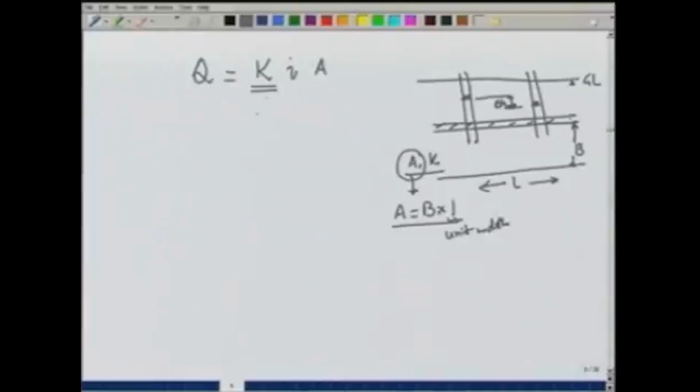We can write then K B delta H over L. So, this term K into B for confined aquifers occurs very commonly in these equations, and therefore, it has been given a symbol of T and called transmissivity.